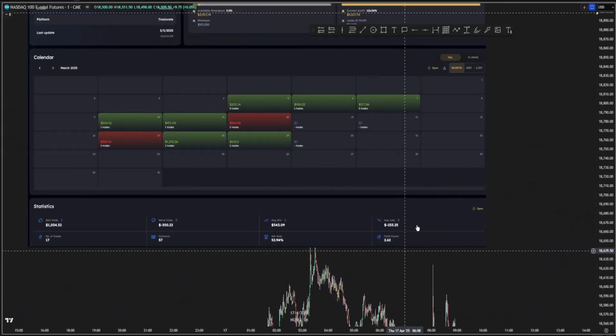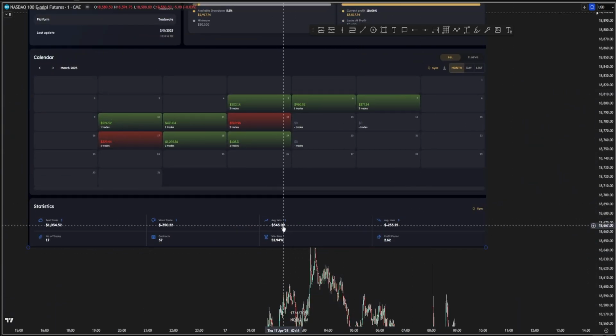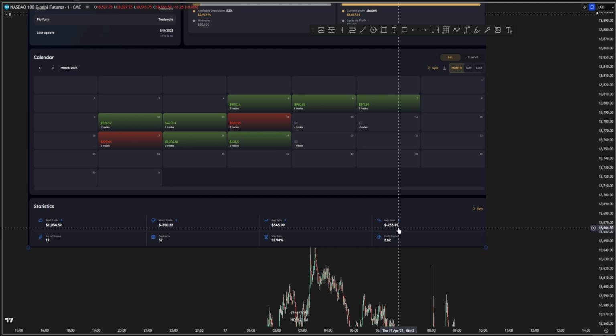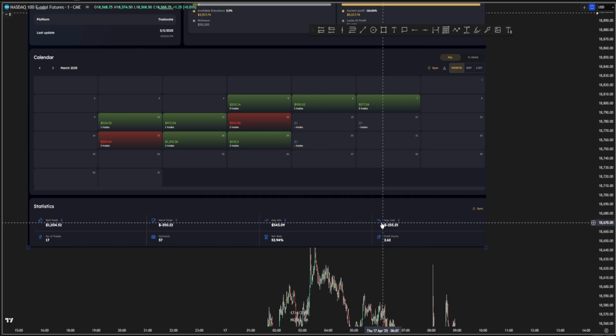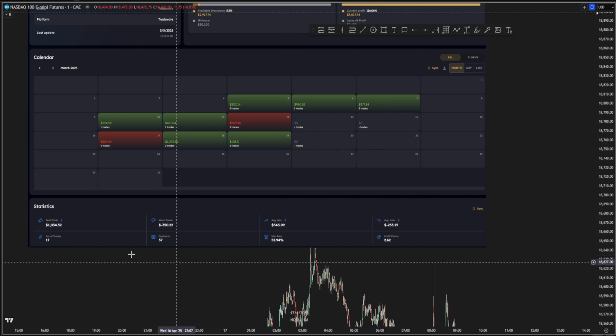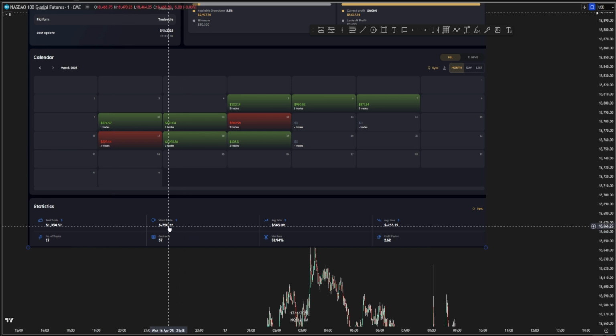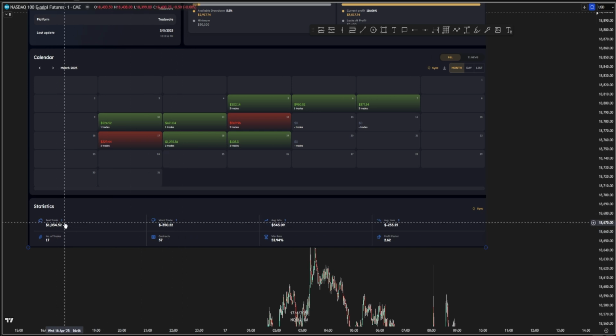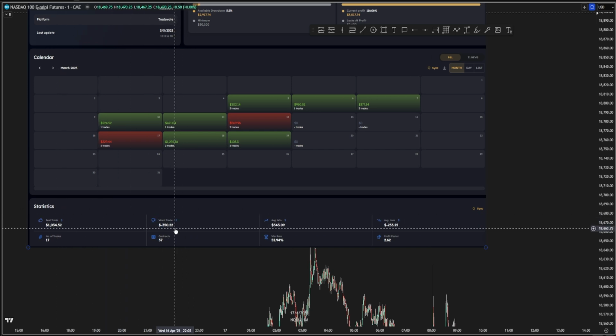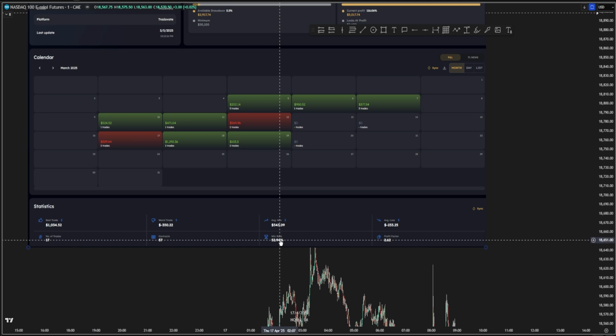You can see that my average win is 543. My average loss is 233. So I have a little bit better than a 1 to 2 on the average. My best trade is 1,000. My worst trade is 350. So again, my best trade is significantly way better than my worst. My win rate was about 50%.